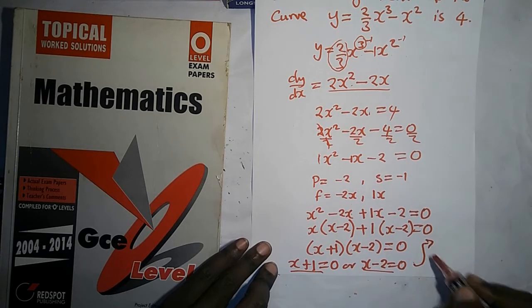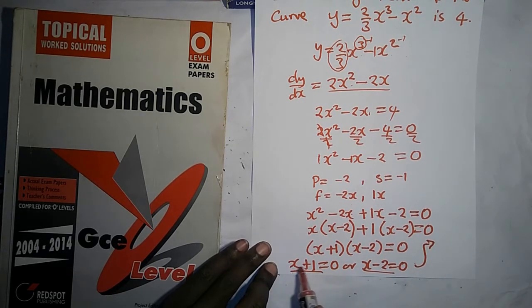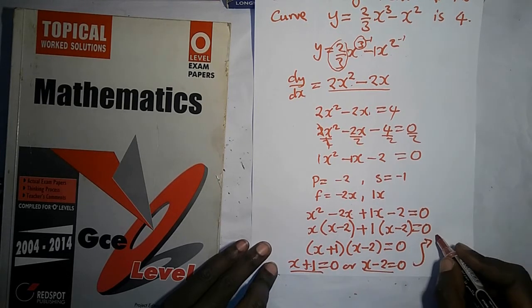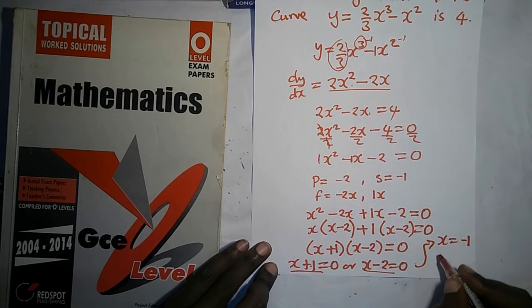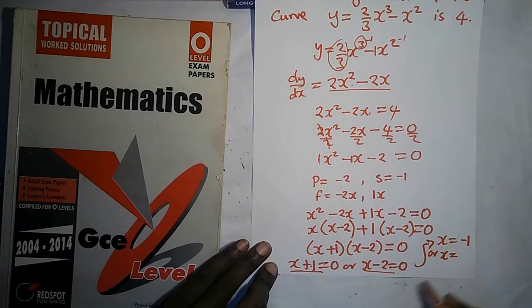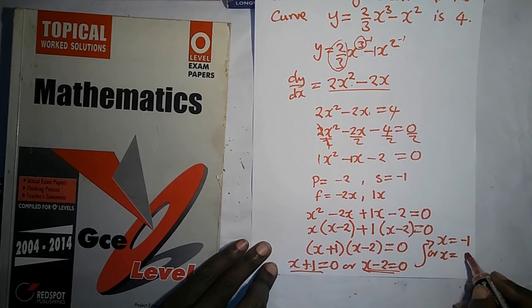Allow me to write the answers here. So for the first one, x plus 1 is equal to 0. You take this positive 1 to the other side and it's going to be negative. So you have 0 minus 1, which will give you x is equal to negative 1. Or x is equal to, in this other one, x minus 2 equals 0. You take the negative 2 to the other side to be positive. You're going to end up with x is equal to positive 2.